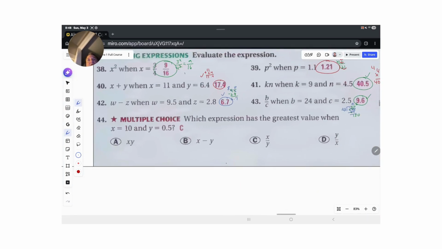Now we're on a multiple choice question for 44. Which expression has the greatest value when x is equal to 10 and y is equal to 0.5? And here are the choices. All right, so x equals 10, y equals 0.5. We don't need to guess. We can evaluate each choice and compare. So, for example, x times y, 10 times 0.5 will get us to 5.